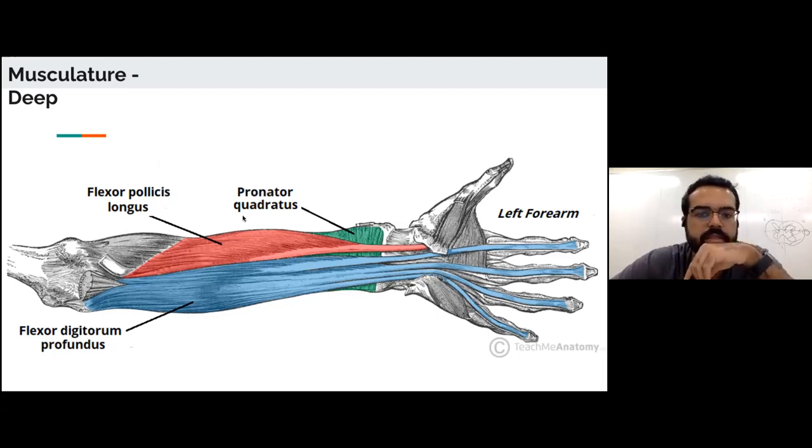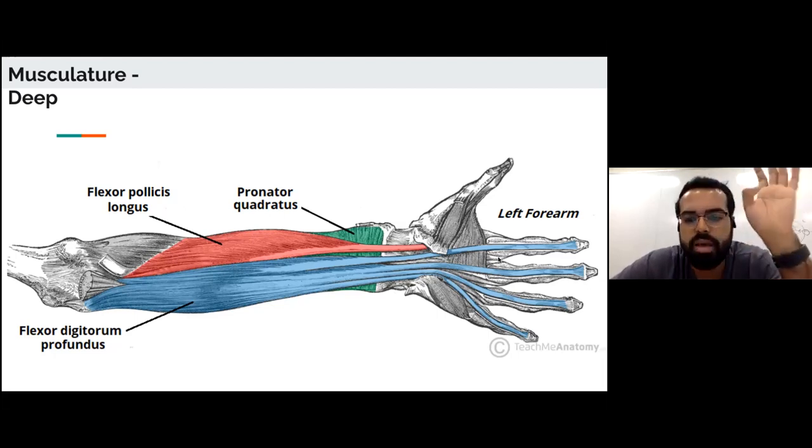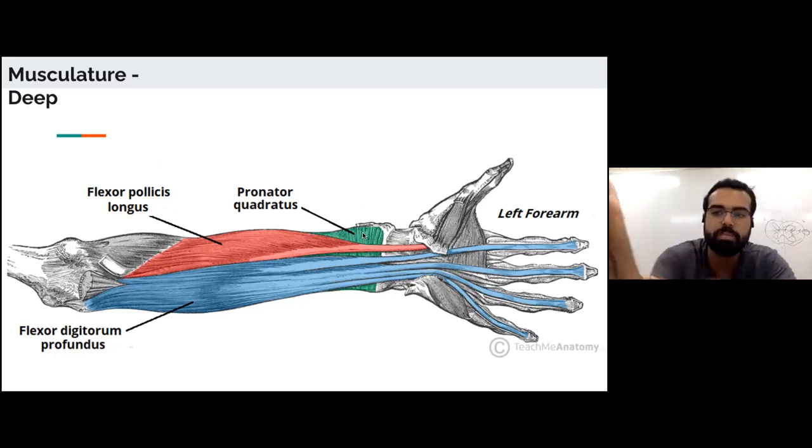There's 2 other muscles in the deep layer. The flexor pollicis longus. The thumb's kind of its own thing, and it's called the pollicis, so it has its own flexor muscle. And the pronator quadratus, like the pronator teres, is helping you do the pronation motion.